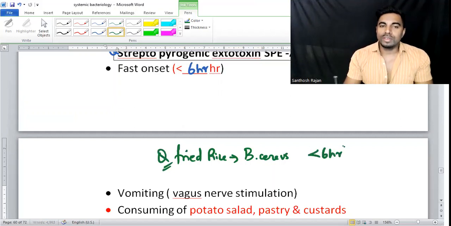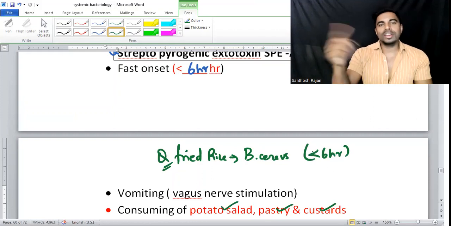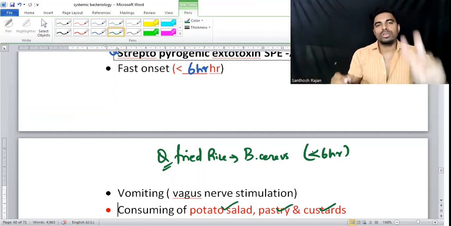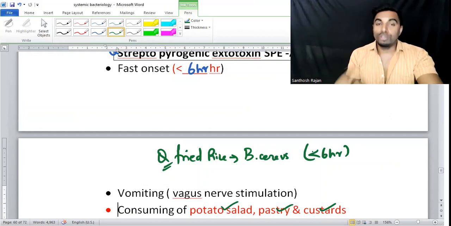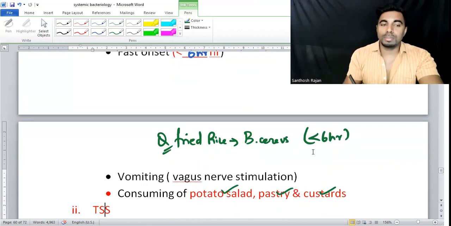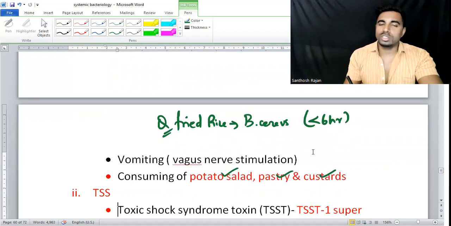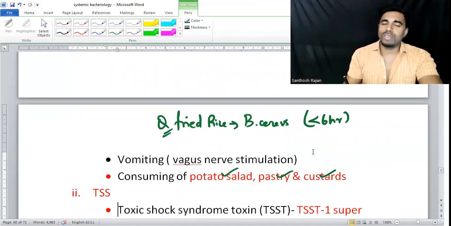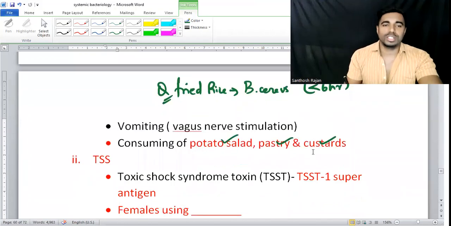within 6 hours. The first is the emetic type, the vomiting type. We have the diarrhea type also, that's different for Bacillus cereus. But the emetic type within 6 hours involves two organisms, Staphylococcus aureus or Bacillus cereus. Food is different. Fried rice means Bacillus cereus, but if it's a pastry or potato salad, please think about Staphylococcus aureus. Not only for exam purposes, even normally, whenever your friends or family members say this, think Staphylococcus aureus infection. Okay.